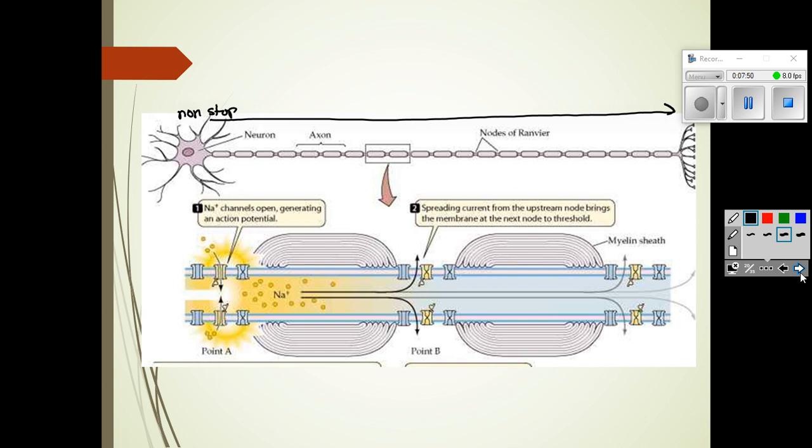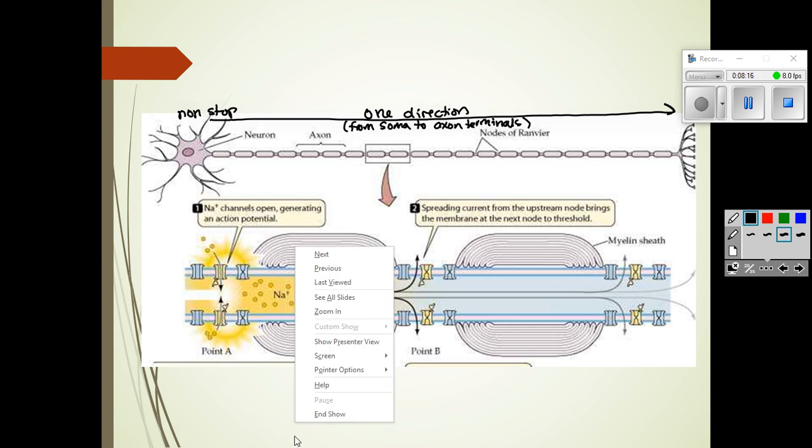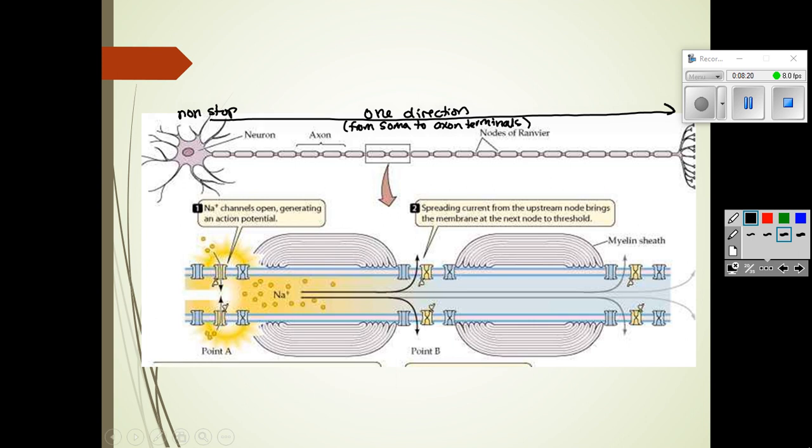The other thing is that it goes in one direction, and in a couple of the animations we watched yesterday, they talked about that. This is the one direction. It always goes from the soma to the axon terminals. Always. It does not go the other way. Now, the reason it doesn't go the other way has to do with that refractory period. Because the membrane is extra negative, it can't depolarize where it just got depolarized. It has to move in one direction.